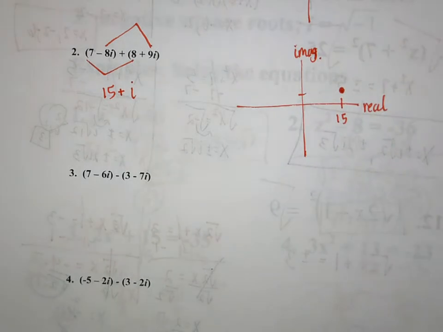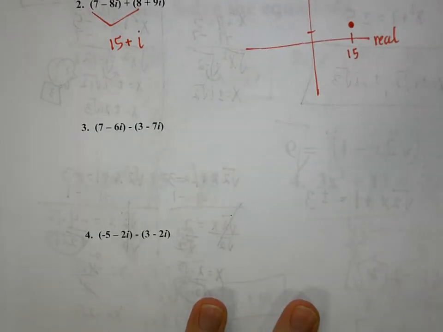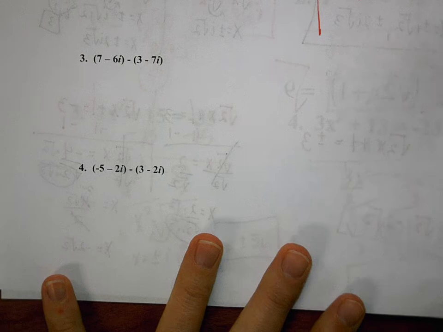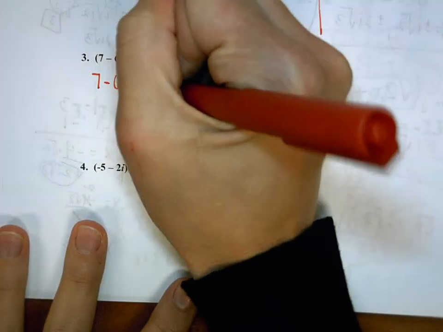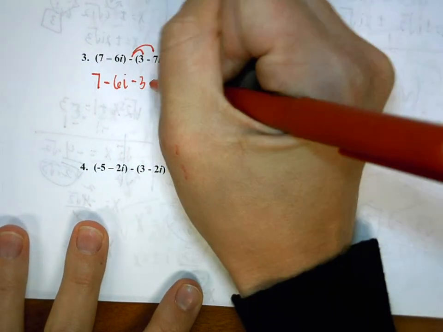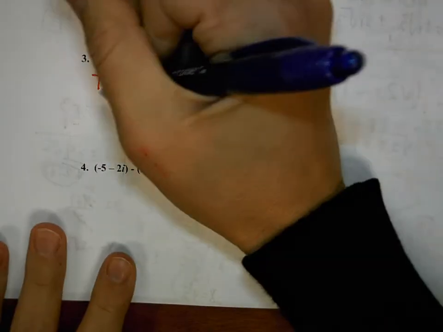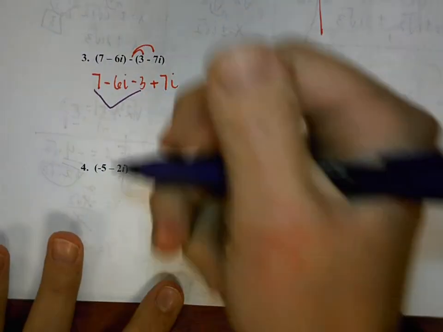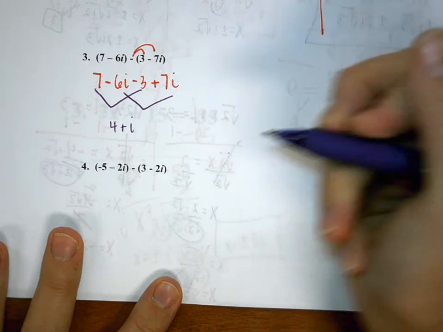Okay. Now, number 3 is tricky. What is tricky about number 3? You have to know how to distribute a negative. I'm hoping that you guys can do this. So, the first part says 7 minus 6i. The second part, we distribute a negative. So I get a negative 3 and a positive 7i. And then we're going to combine our like terms. 7 and negative 3 make 4. Negative 6i and 7i make 1i, or just i.